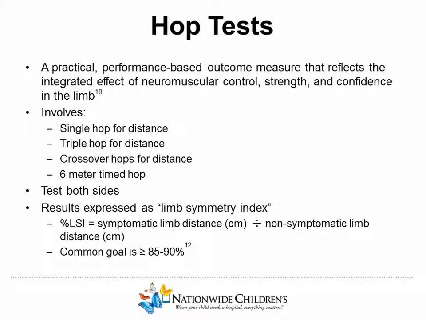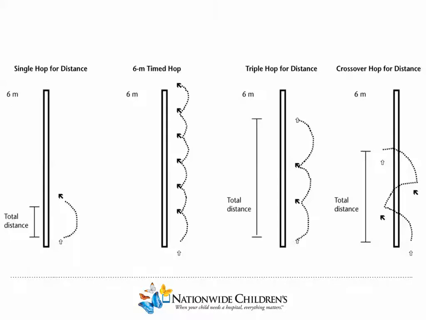So essentially what that is, you're hoping that the symptomatic limb is going to jump at least 85 to 90% as far as the asymptomatic limb did. So just dividing one by the other, and that'll give you that percentage of LSI. And this is just a little visual on all 4 tests.